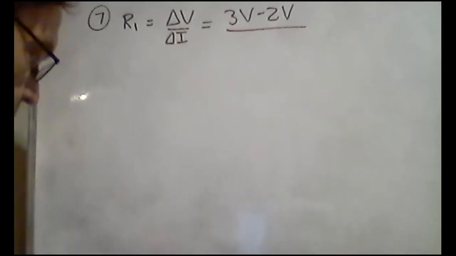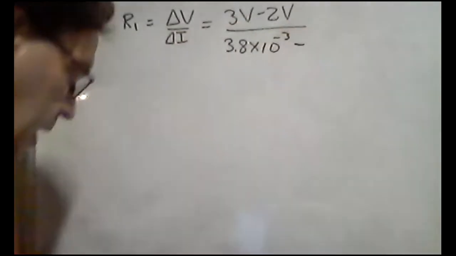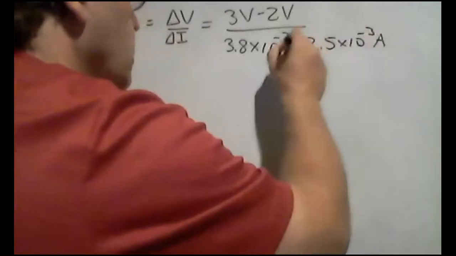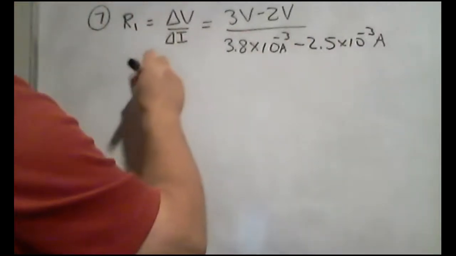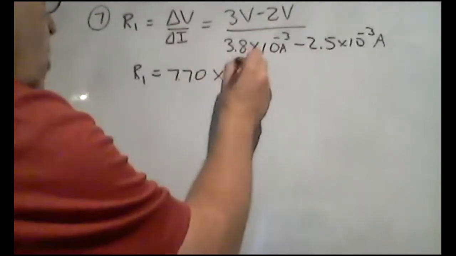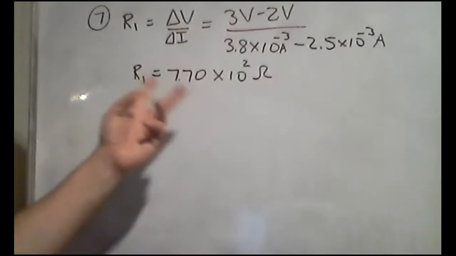And when I did it, I found that my corresponding current data was 3.8 times 10 to the negative 3 minus 2.5 times 10 to the negative 3 amperes. And my R1 for that set of data ended up being 7.70 times 10 to the second ohms. Now, my actual resistance was 800. The problem is when you get into the milliamps, when you convert those amperes, you end up losing precision. The larger your current gets, the better your precision will get. So you're going to see more error when you have the smaller currents.